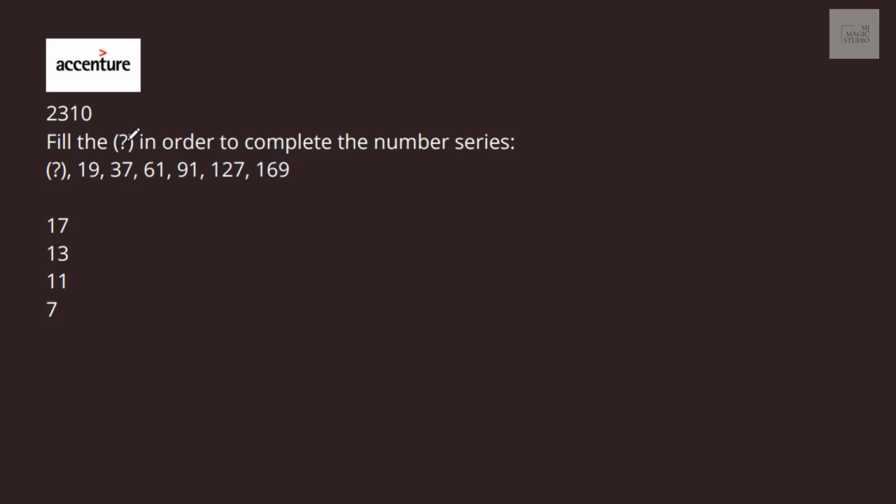Fill the vacant sign in order to complete the number series. 19, 37, 61, 91, 127, 169. 19 plus 18 would be 37. 61 minus 37 is 24. 37 plus 24 is 61.